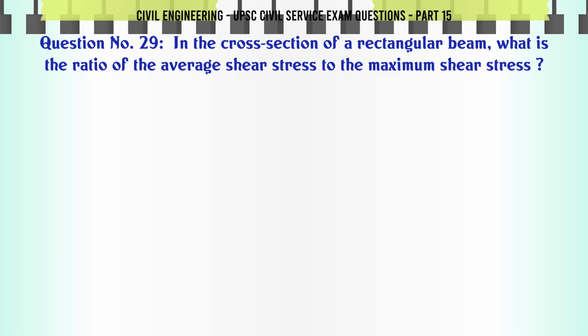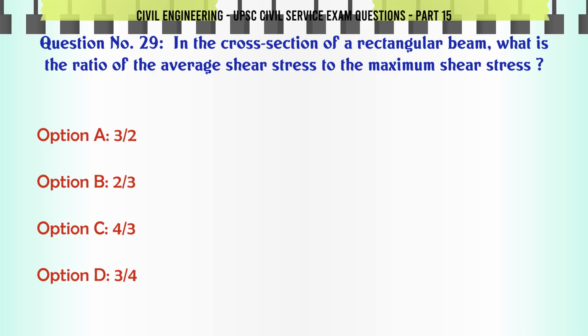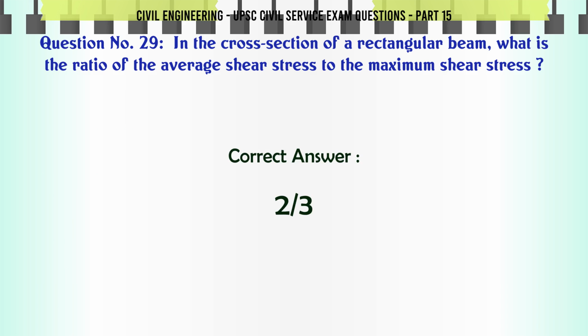In the cross-section of a rectangular beam, what is the ratio of the average shear stress to the maximum shear stress? A. 3:2, B. 2:3, C. 4:3, D. 3:4. The correct answer is 2:3.